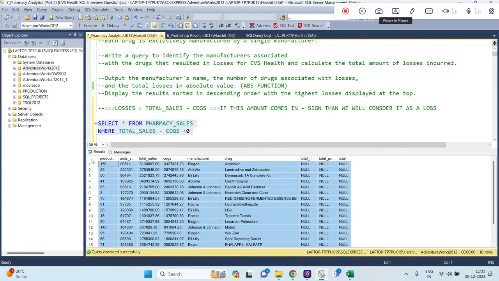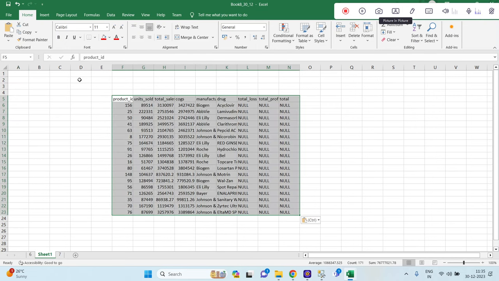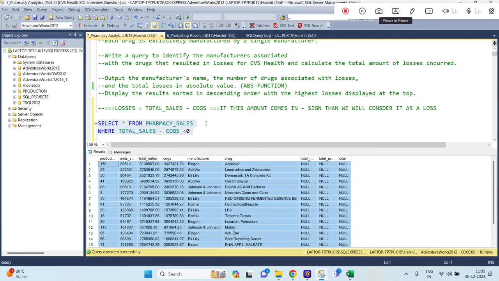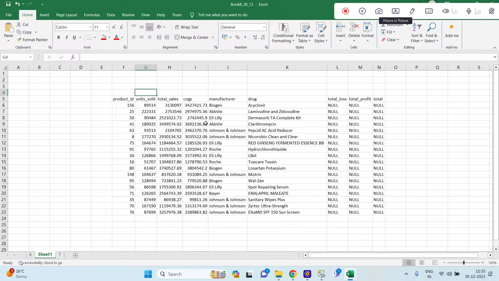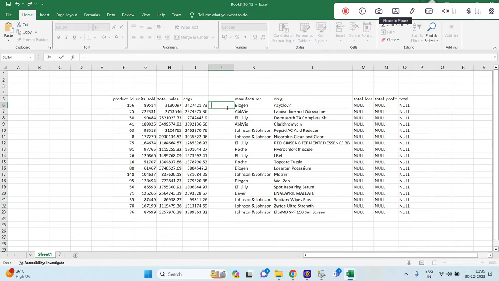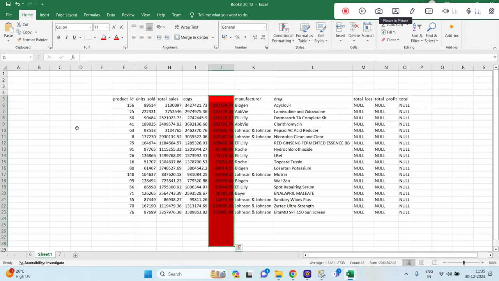So a total of 18 records are coming, right? Let me take this data into the Excel file. Total 18 records are coming. So now, these 18 manufacturers occurred in the losses. Because if we do this minus this, then it is coming in the negative sign, right? So all of these coming in the negative sign are our losses.